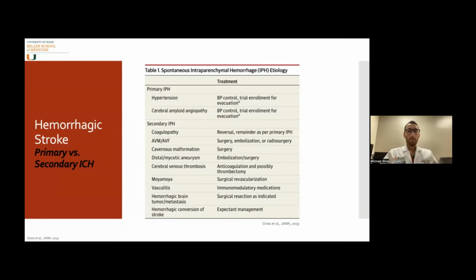So we can break down hemorrhagic stroke into two major categories. One is primary intracerebral hemorrhage, which you can think of as basically not due to a vascular etiology, or does not have a vascular explanation for it, whereas secondary intracerebral hemorrhage does have some sort of vascular or iatrogenic explanation for it. And I'll go through each of these over the course of the talk.